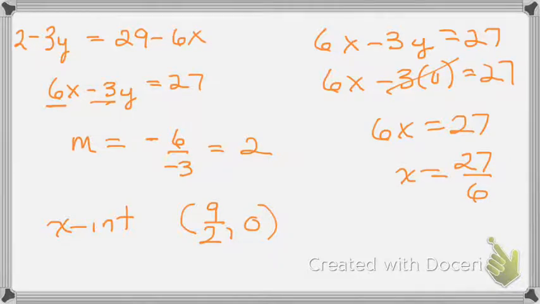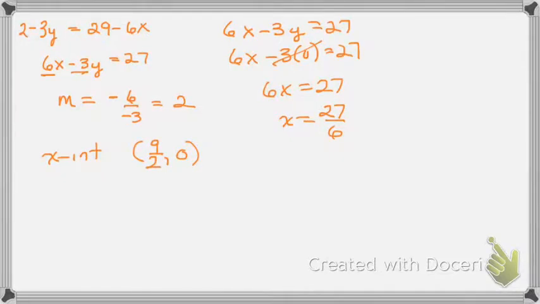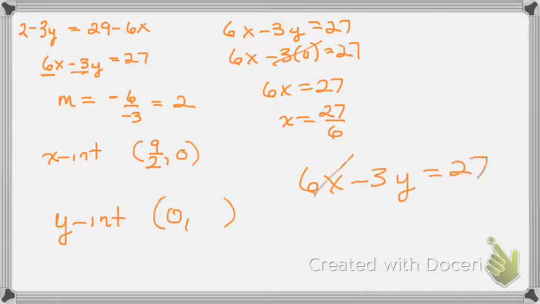Okay, how about finding the y-intercept? Same thing, but this time I let x be 0, right? If you want to find a y-intercept, then you want to let x be 0. So if x is a 0, that means this term cancels out, right? And then I'm left with 27 divided by negative 3, which is negative 9. So there's my y-intercept. Y-intercept, x-intercept, slope, all found from standard form.